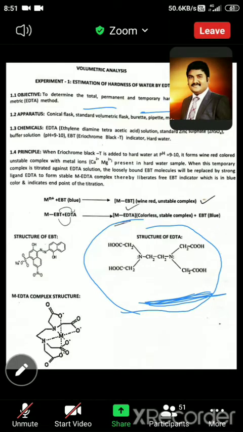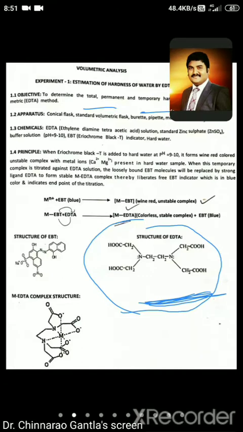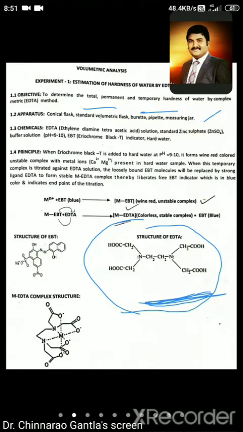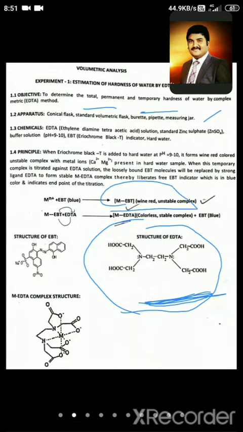You added Eriochrome Black T. Where is it added? In hot water. When hot water is added, a loose bond is formed. This bond is a temporary bond.